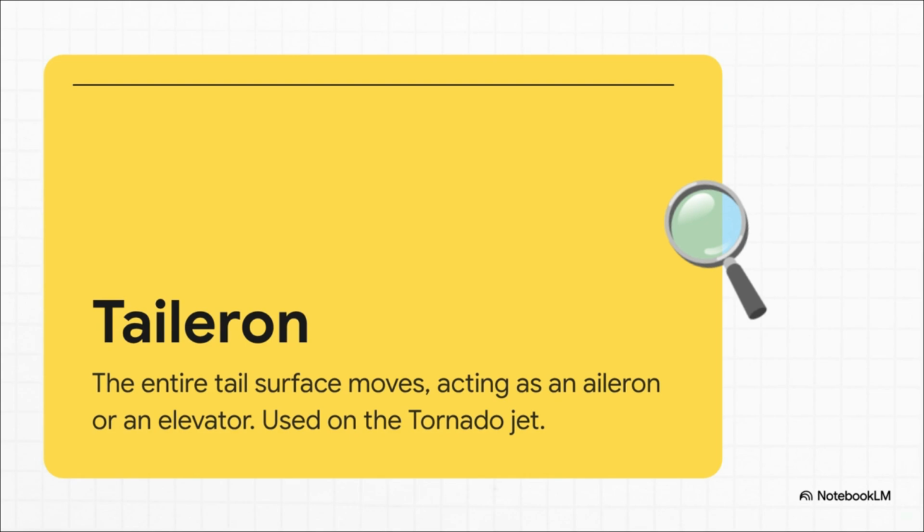And here's another really smart one, the taileron, which you'd find on a jet like the Tornado. Instead of using the wings to roll the plane, the entire horizontal tail moves. Move them together and you control the pitch. Move them in opposite directions and you roll the plane. The genius part is that this takes all that twisting stress away from the wings.